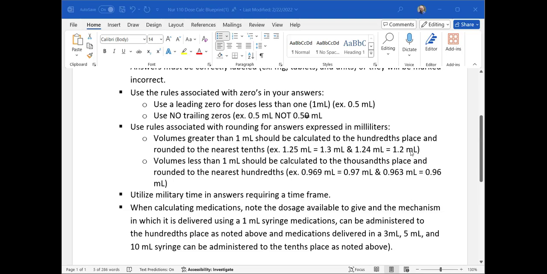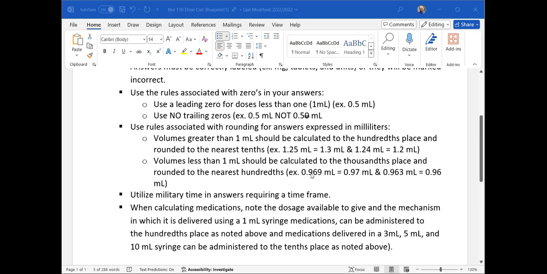And based off of this rule, even though it specifically talks about milliliters, you should round that number to the nearest tenth. So 53.2. If you have a number that's less than one, like 0.969 or 0.963, then you would just round to the nearest hundredth place when applicable.